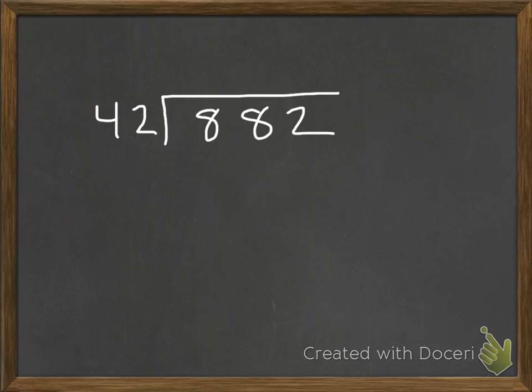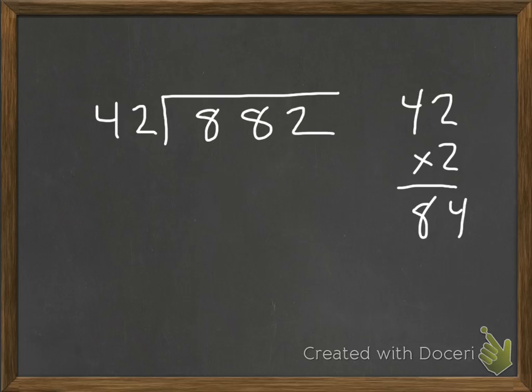So we want to look at 42 into 88. Not the 2, just 42 into 88. So off to the side, I know 42 can go into 88 at least one time, but I'm going to try 42 times 2. And I get 84. So 2 will work.